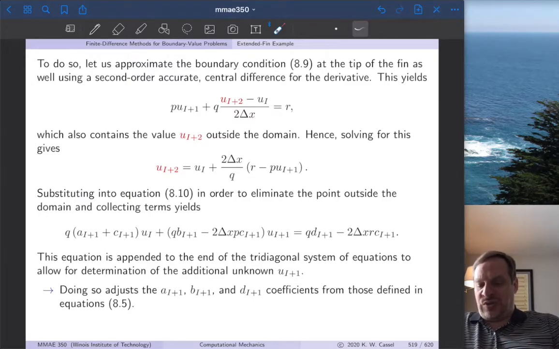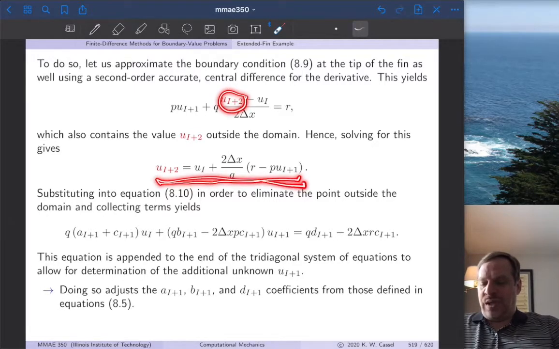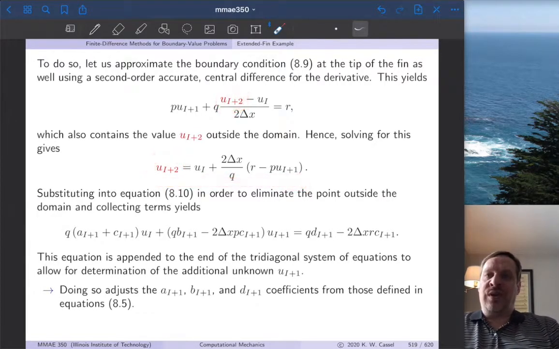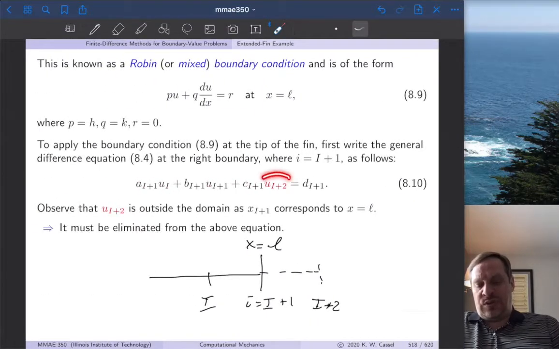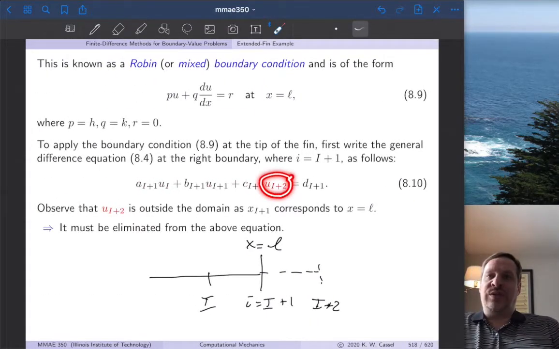So let me just walk us through that. Here's our Robin boundary condition applied at the boundary. We solve for capital U, so little u sub cap I plus 2, which I've done here. That's just solving this for this term. And then substituting this in for u sub capital I plus 2 into our difference equation right here, the red term.